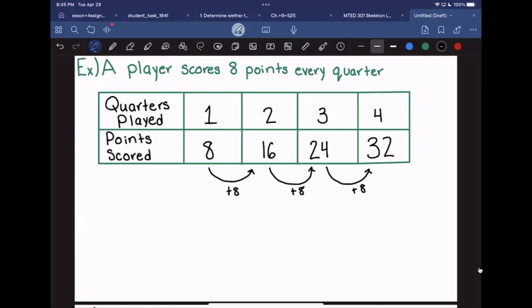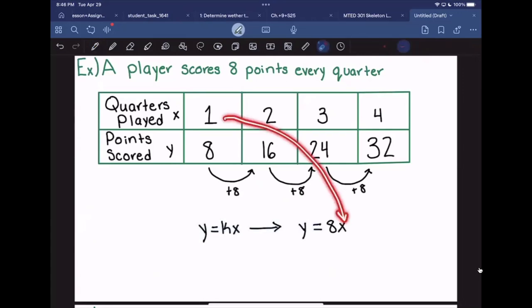and that our input, our quarters played, our x, and our points scored, our y, our output, can be related by this equation here: y is equal to kx, and in this case, y is equal to 8x. And if we plug in 1, we then get 8. If we substitute in 2, we then get 16. If we substitute in 3, we then get 24, and this would continue. So thus, 8 is our constant of proportionality.